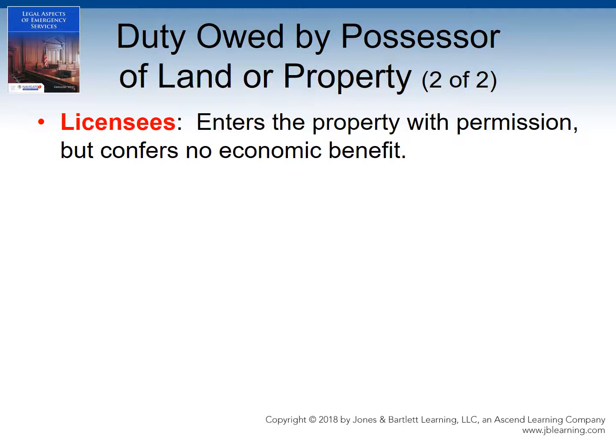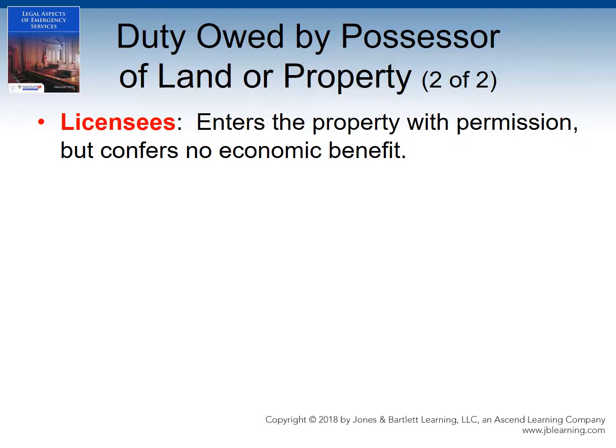Given the definition of a licensee as someone on the property with permission who does not convey economic benefit, social guests, family, friends, and emergency workers are routinely considered to be licensees. Again, they are there with permission, but do not convey an economic benefit that would increase the level of care they are owed by a property owner.